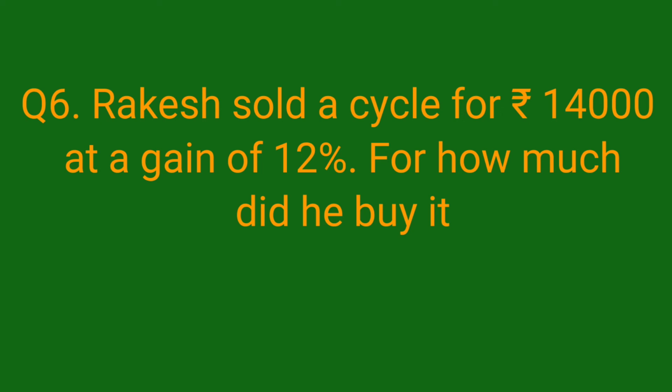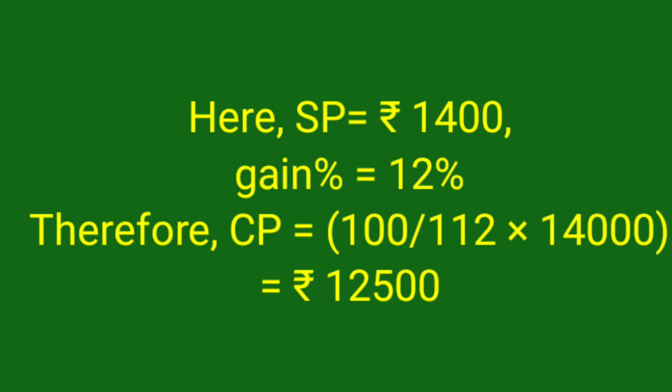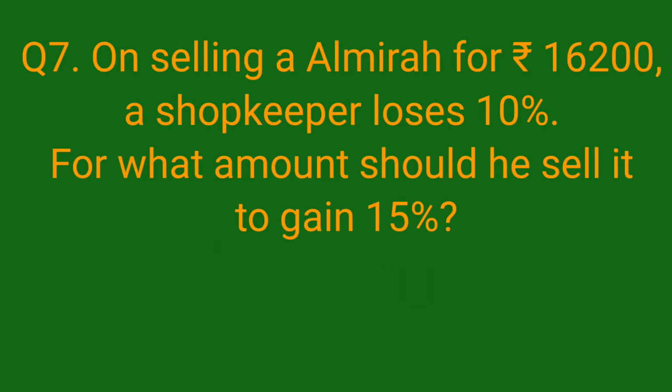Number 6. Rakesh sold a cycle for rupees 14,000 at a gain of 12%. For how much did he buy it? That means you have to find your cost price. He already gained, okay, by selling for 14,000. So here SP equals rupees 14,000. Gain percent is 12. Therefore 100 by 112 into 14,000. So rupees 12,500 is your cost price.